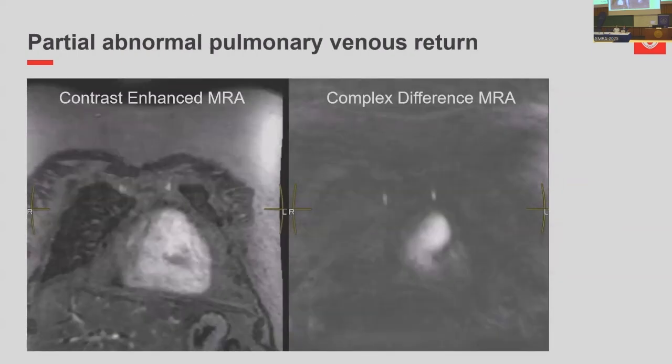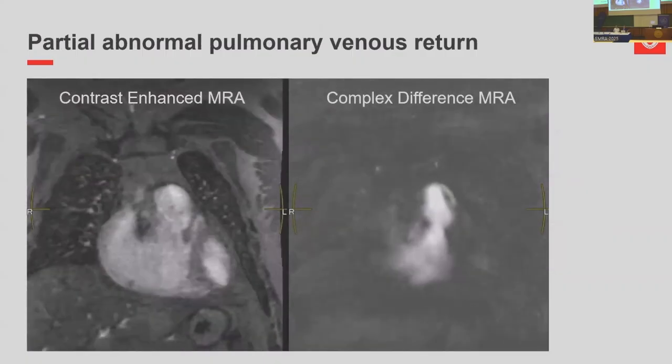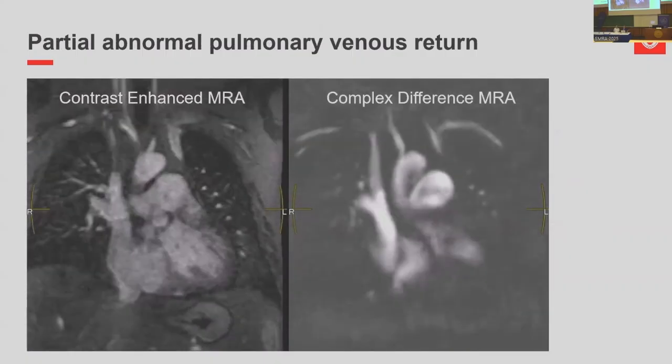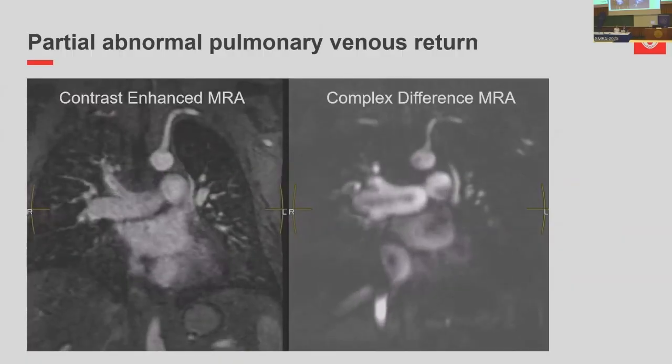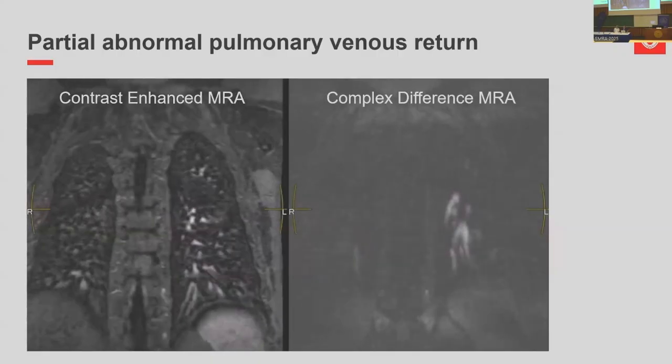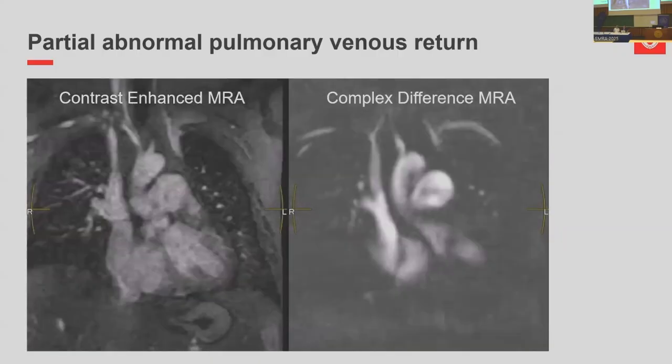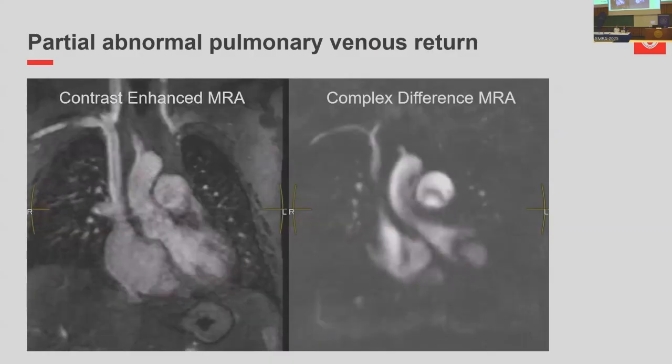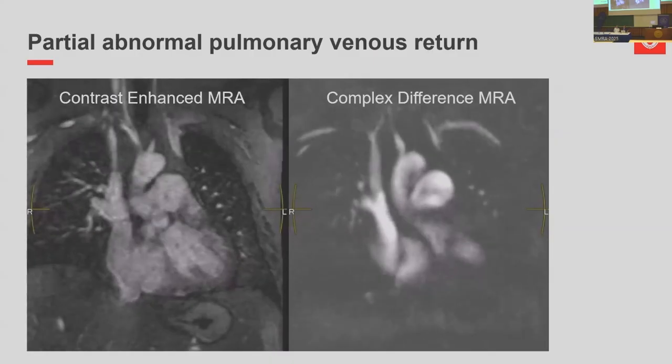Now the question is, where's the shunt? Here you can see a coronal contrast-enhanced MRA on the left and a complex difference MRA from our 4D flow sequence PC VIPR on the right. Both sequences reveal that the upper and middle right pulmonary veins drain into the right superior vena cava here. These vessels shouldn't be there. And this means that the oxygenated blood from the lung is going back over the superior vena cava, back into the right heart, and then again to the lungs. And this needs to be surgically treated.